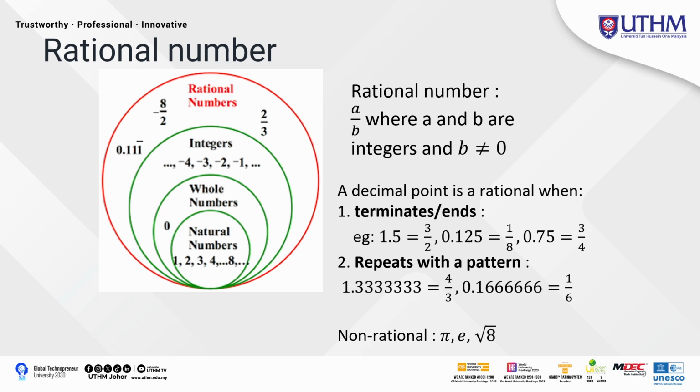For example, 4 over 3 is equivalent to 1.333, and although it repeats, it is equivalent to 4 over 3, so it's still considered a rational number. Or 0.16666 is equivalent to 1 over 6, and 1 and 6 are both integers, so it is considered a rational number. But what is a non-rational number? They are like pi, exponents, or the square root of 8, and so on.